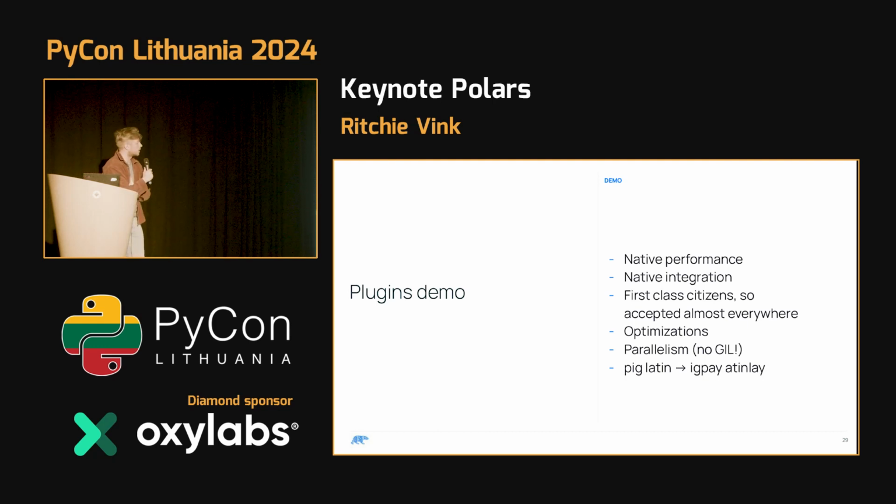So I explained a little bit about the plugins, and I want to do a short demonstration about this. They have native integration, and you can build first-class citizens. So you can write a plugin, you can write something that becomes a Polars expression and feels like a Polars expression. And we're going to make a pig-Latin converter. Does anybody know what pig-Latin is? Yeah. I'm going to explain it.